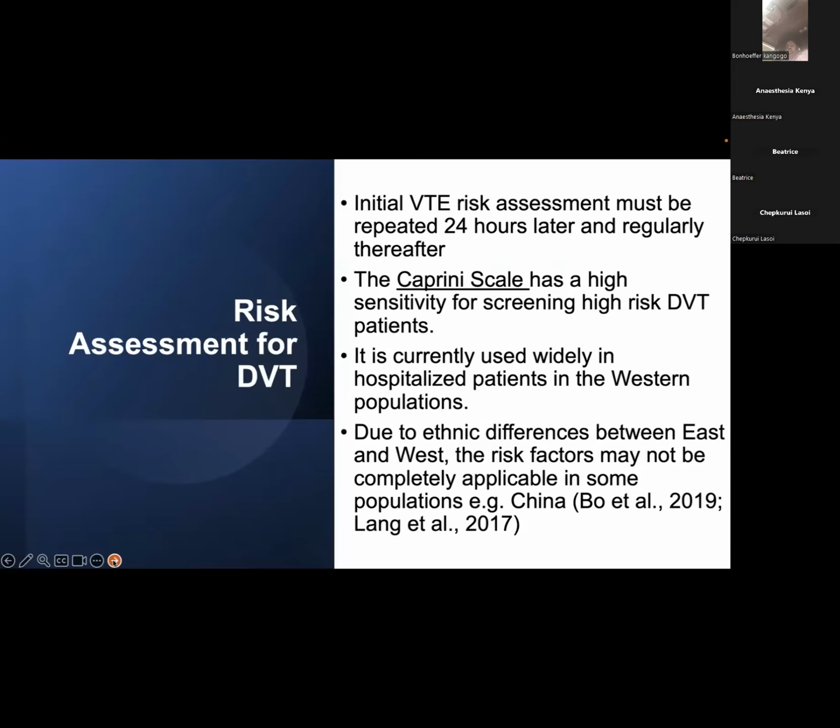So, risk assessment for DVT. Initial VTE risk assessment must be repeated 24 hours later and regularly thereafter. So when you go to review your patient, always try to get a possible history of risk of VTE. Examine particularly the lower limbs, particularly the calves. You may see swelling. You may see something that may make you suspicious. And that should be done regularly.